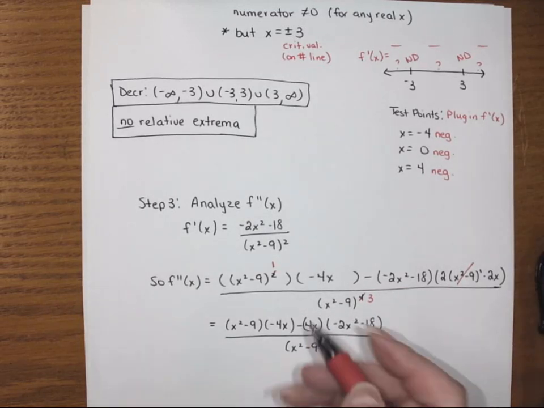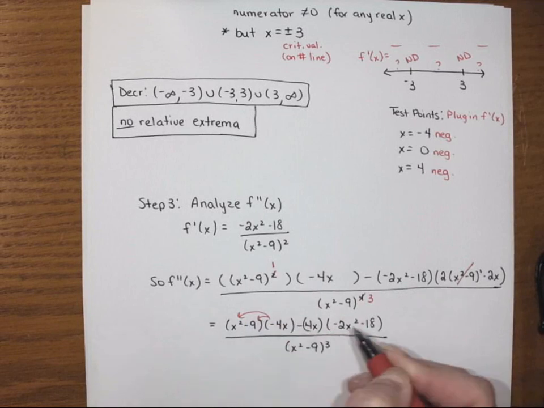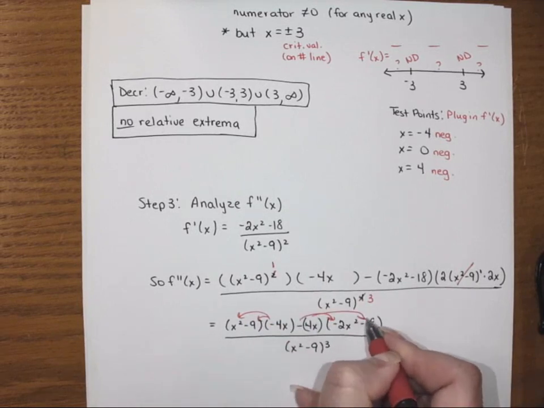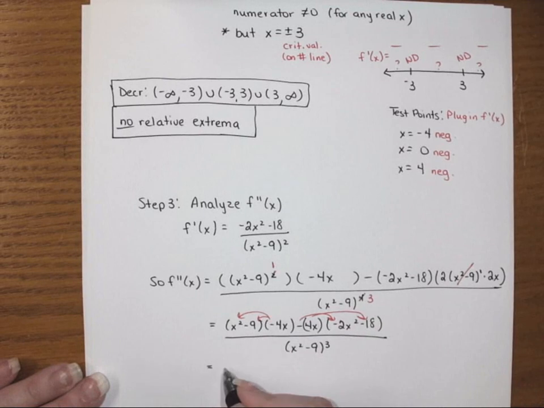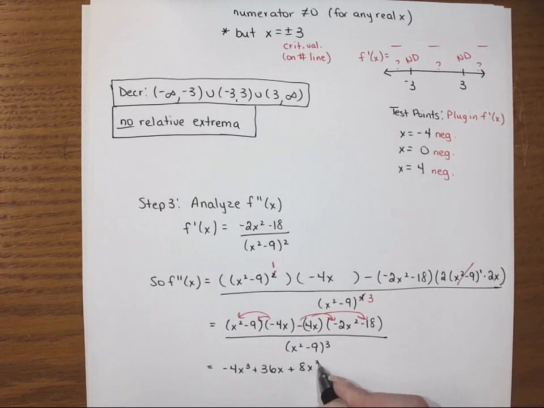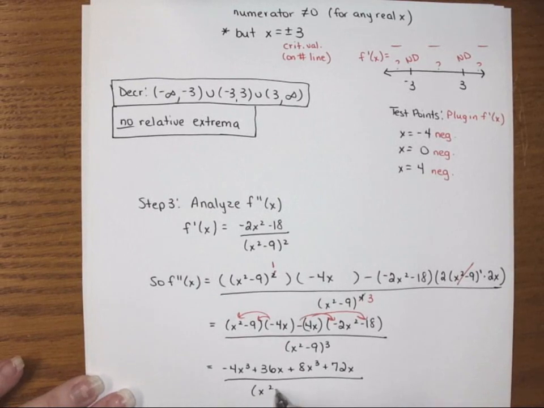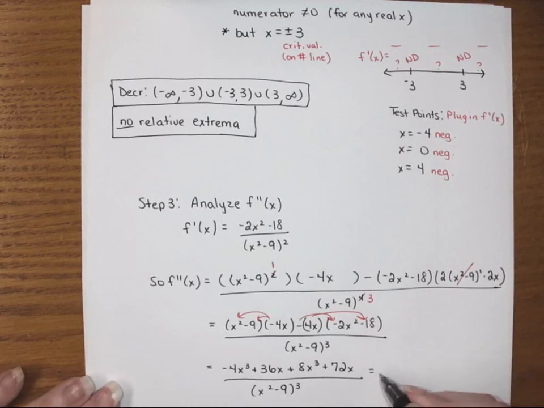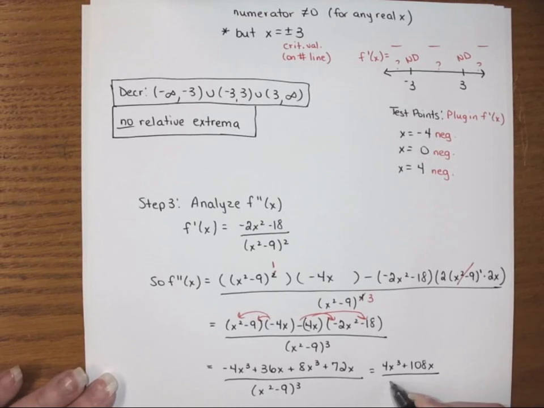So now if I distribute, I didn't want to do that all in one step. If you distribute here and here, you're going to get negative 4x cubed plus 36x for this distributive property. And then here you're going to get plus 8x cubed and then plus 72x. And then over the denominator, which is now cubed since we got rid of one of them. So if you combine like terms, you get 4x cubed plus 108x over the denominator.